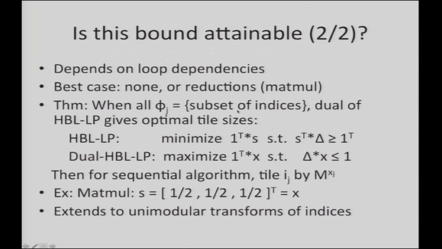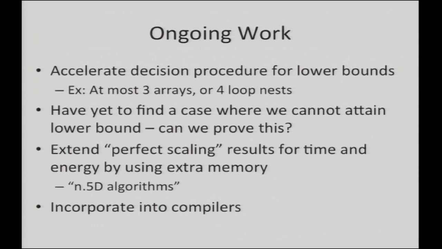So what is the ongoing work here? We are still working on accelerating this decision procedure. We think we can write it down very simply if you have at most 3 arrays or 4 loop nests. It's sort of ongoing work. As I said, we're conjecturing that we can always attain it. We haven't found a counterexample yet. All of those perfect scaling results in time and energy extend. So you get these n.5D algorithms for all sorts of different codes. And this is something every compiler should be able to do, right? I mean, once we get it fully automated. And indeed, we have some DOE grants with folks in the audience, John Mellor-Crummey, for example, back there. We're working on figuring out how this stuff should go into compilers.